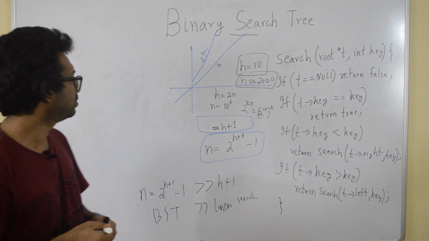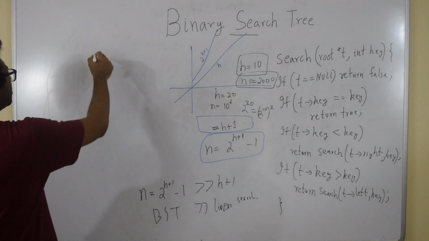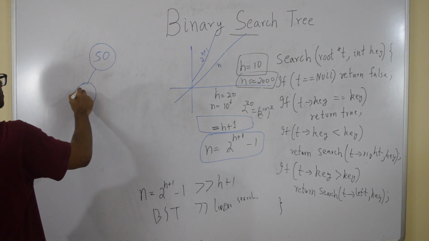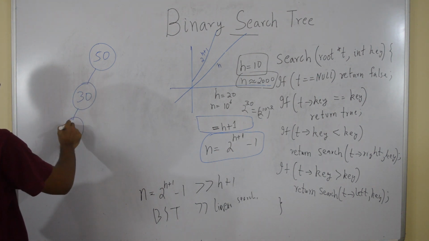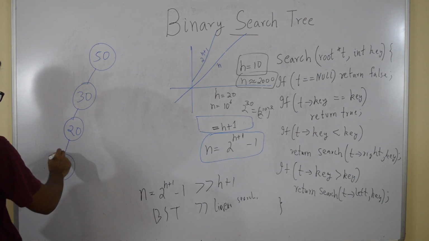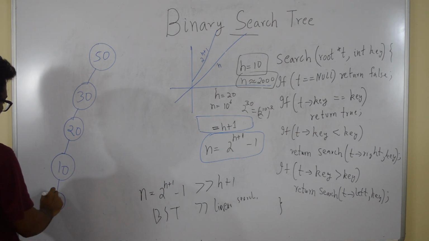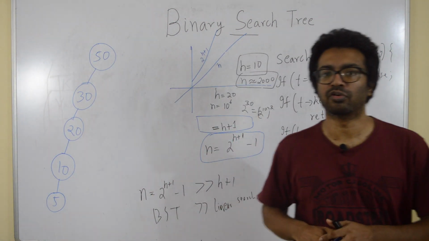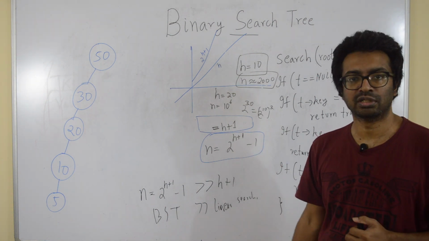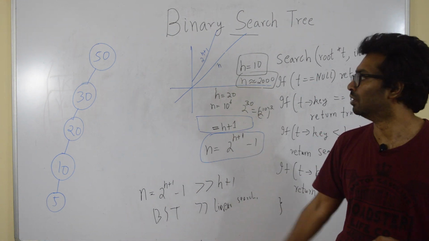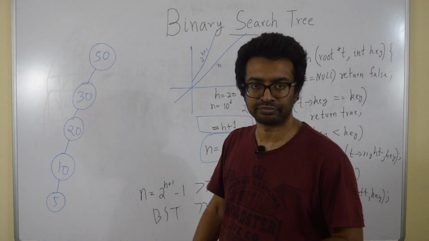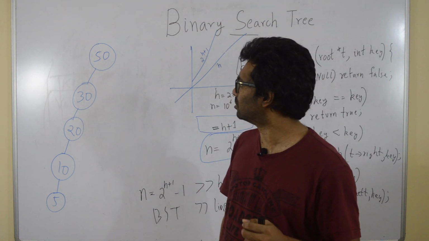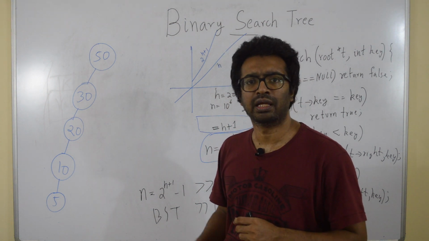Here is my worst case scenario tree. There is no right node for any of the nodes, there are only left children. So 50, 30, 20, 10, 5. It's clearly a path. This tree is a path, right? We saw this word. So this is a path, and it does not have right children.